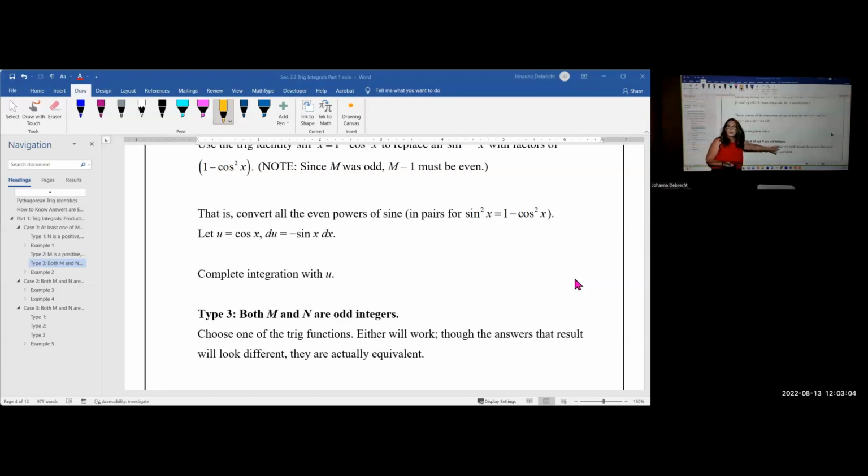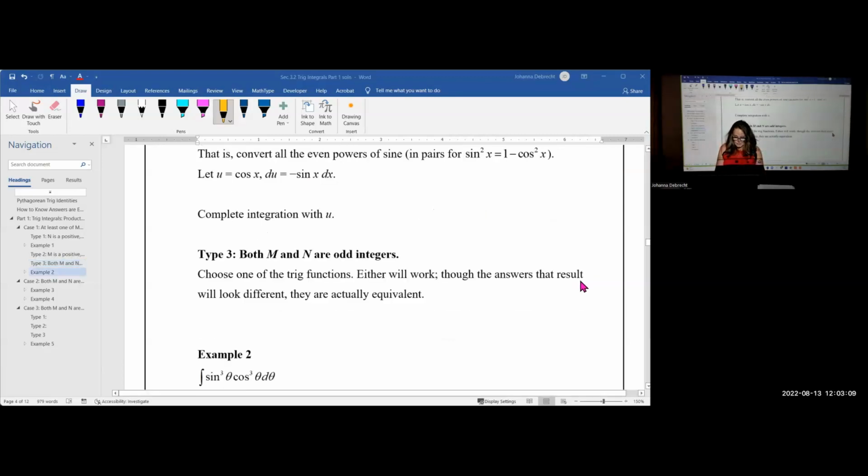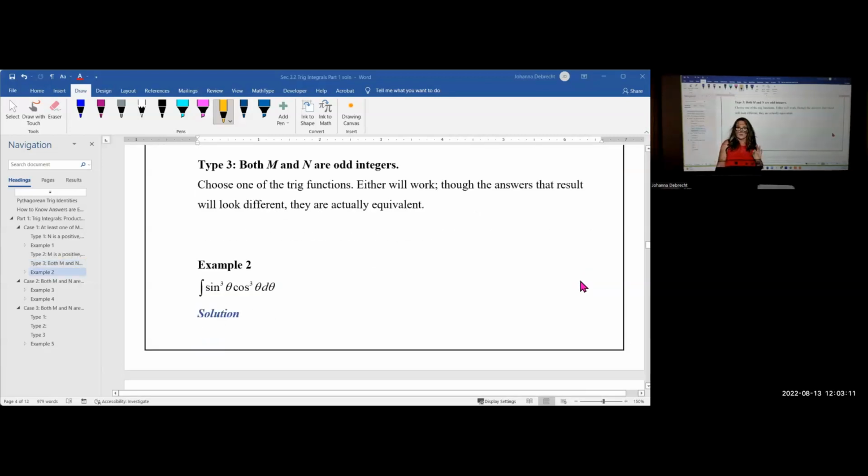The third type is what if they're both odd? Now, if they're both odd, you're going to choose one of the trig functions. Either one will work, it won't matter. But this is one of those cases where your answers will look different.